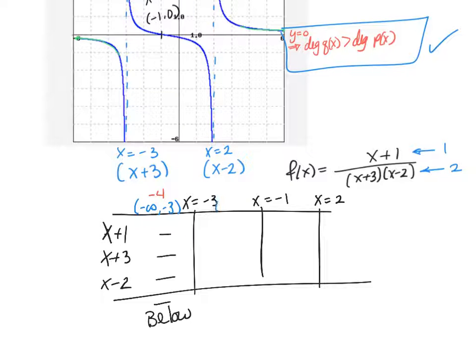My next interval is between negative 3 and negative 1. What do you all want to choose in that interval? I'm going to choose negative 2. If I put negative 2 in that first factor, is that positive or negative? Put negative 2 in the second factor. Is that positive or negative? I put negative 2 in that last factor, positive or negative? So is that region positive and above or negative and below?